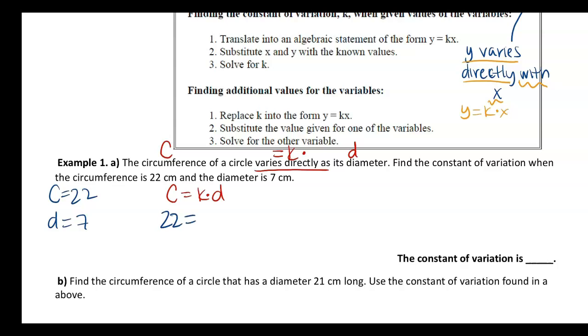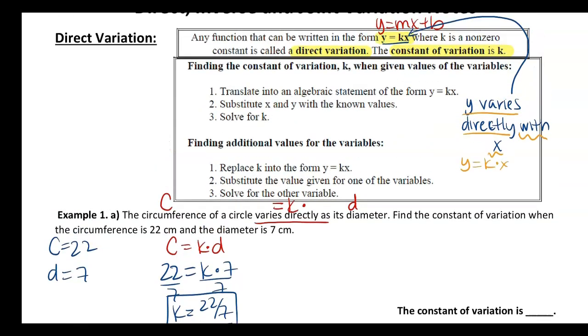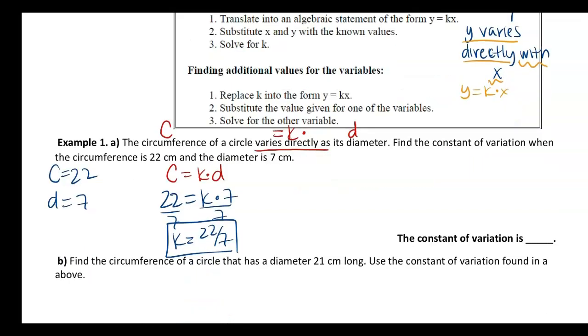So we're going to make this 22 equals k times 7, and then we'll have to solve for k, which is the last step. So I'm going to divide both sides by 7 here. So k is going to equal 22 over 7. That's my constant of variation. Remember, k is acting as your slope, but it's technically called your constant of variation. We highlighted that at the very beginning. So down here, for my constant of variation, I'm going to say that that is 22 over 7.